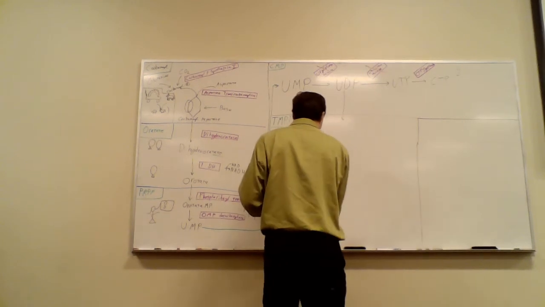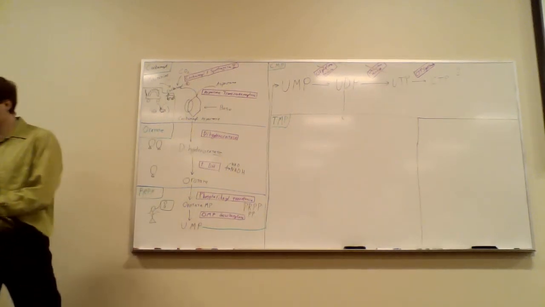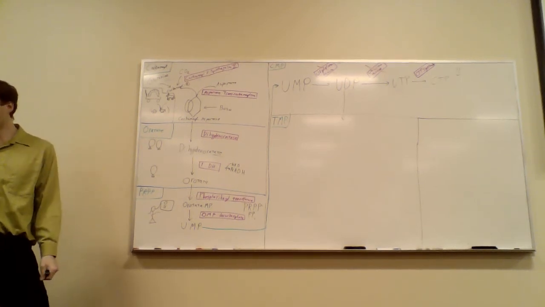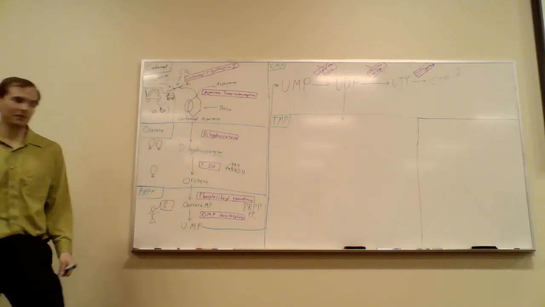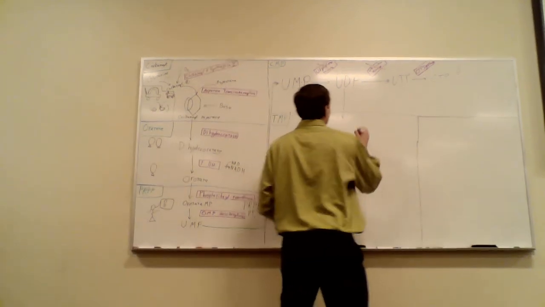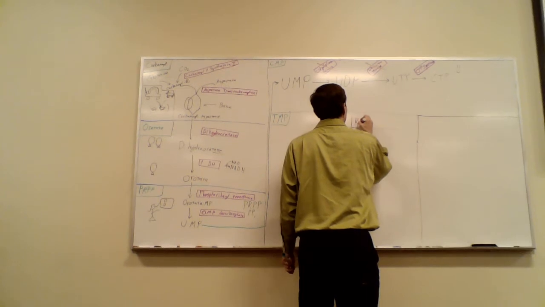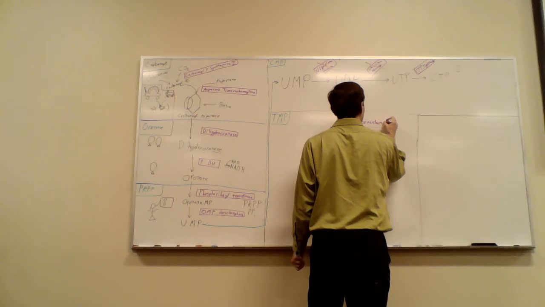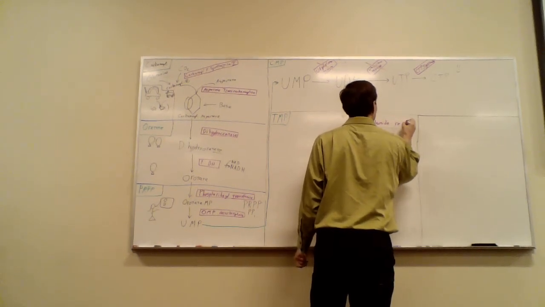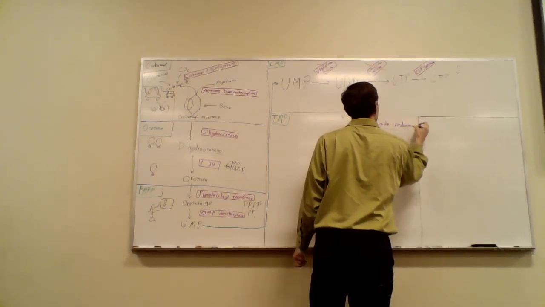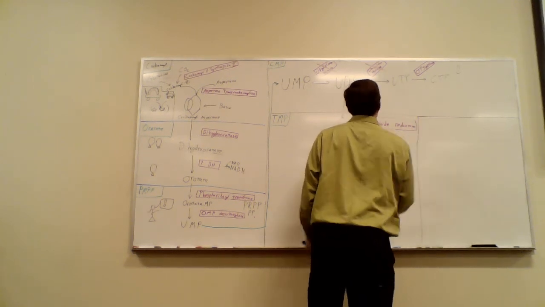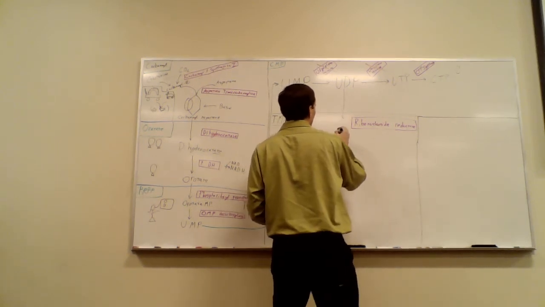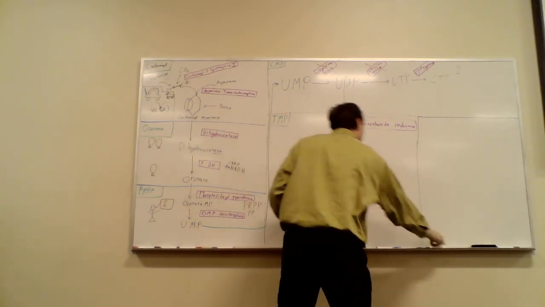Moving on to TMP, we are going to have ribonucleotide reductase. And ribonucleotide reductase is going to give us, oh, that's green. It's going to give us the color green.